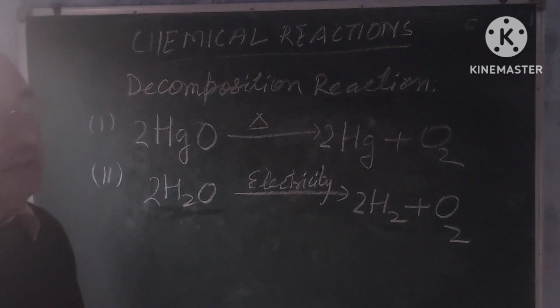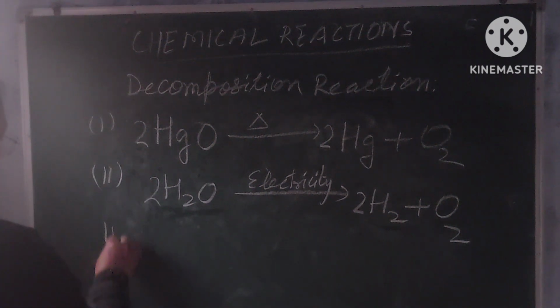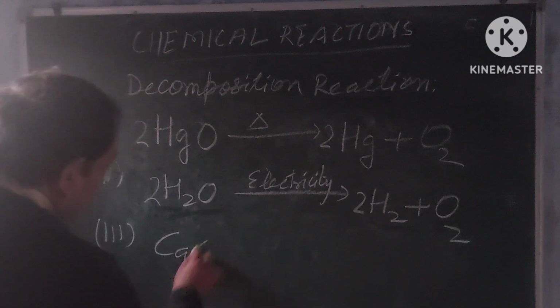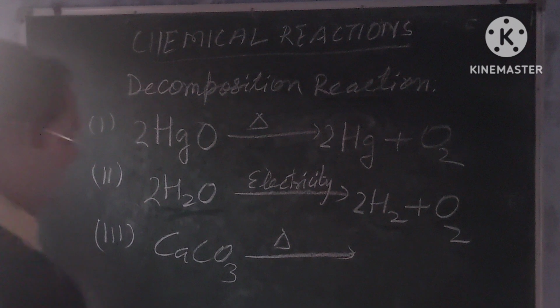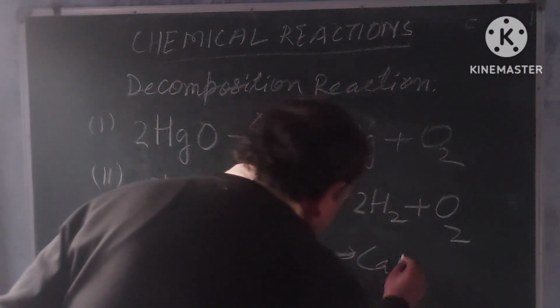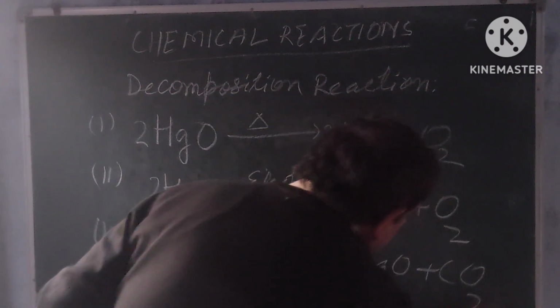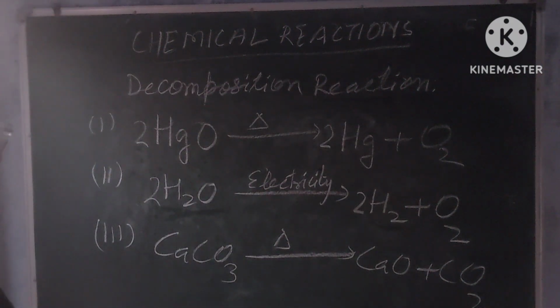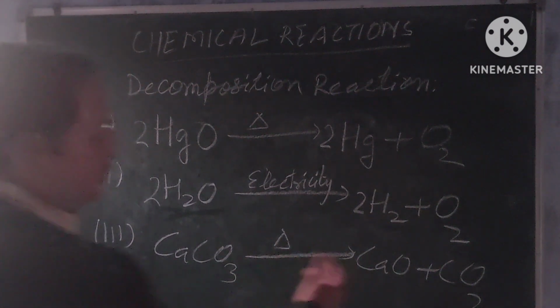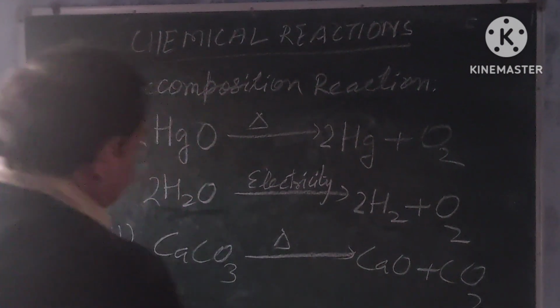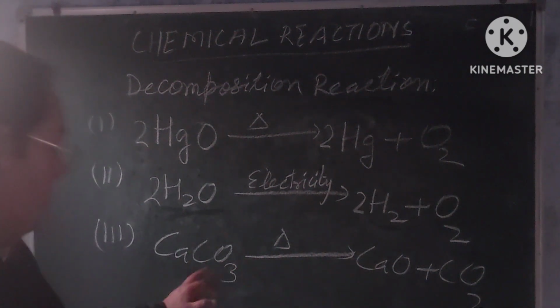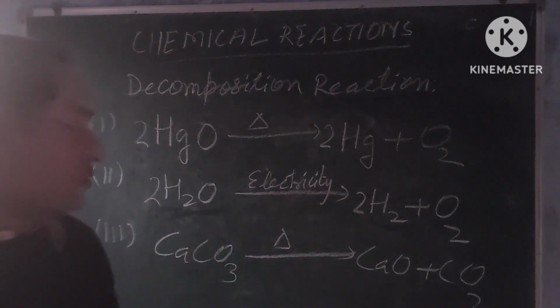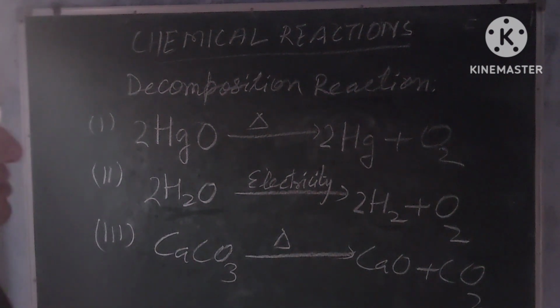Now I am going to tell about the third decomposition reaction. Calcium carbonate. On heating, it decomposes into calcium oxide and carbon dioxide. My dear students, this is a single reactant and it changes into two products, calcium oxide and carbon dioxide. On both sides calcium atoms are equal, carbon atoms are equal, and oxygen atoms are equal. So this is also a balanced chemical equation.